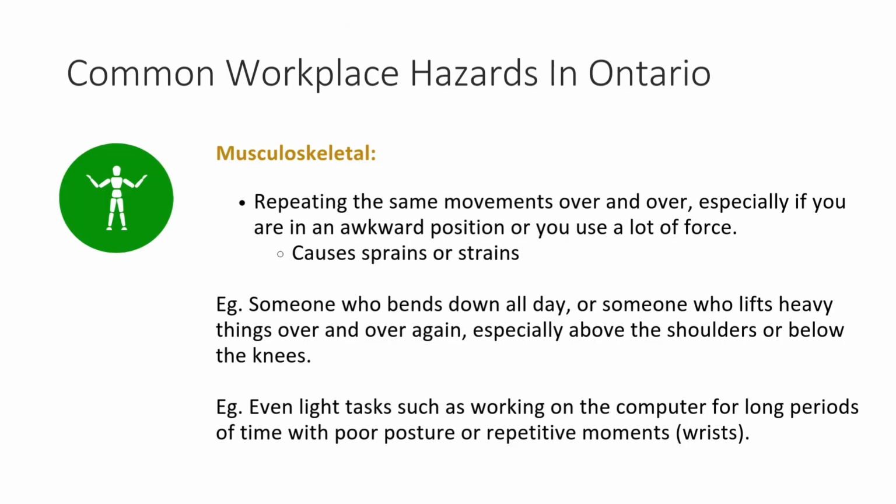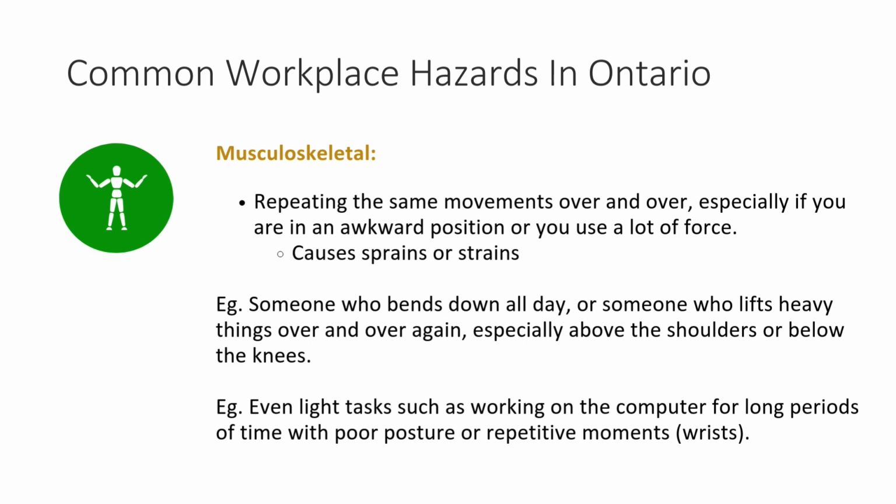One common workplace hazard in Ontario is musculoskeletal hazards. This is caused by repeating the same movements over and over, especially if you are in an awkward position or you use a lot of force. This can cause sprains or strains. For example, someone who bends down all day, or someone who lifts heavy things over and over again, especially above the shoulders or below the knees.